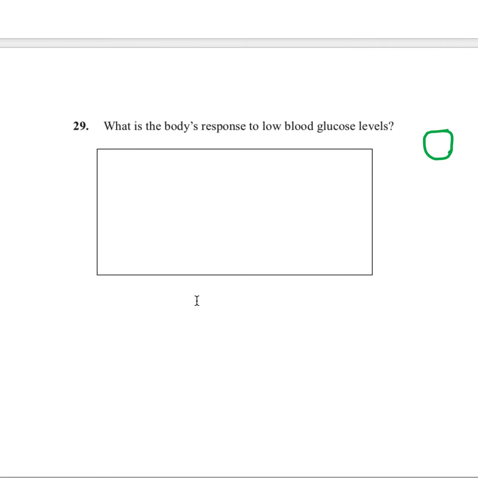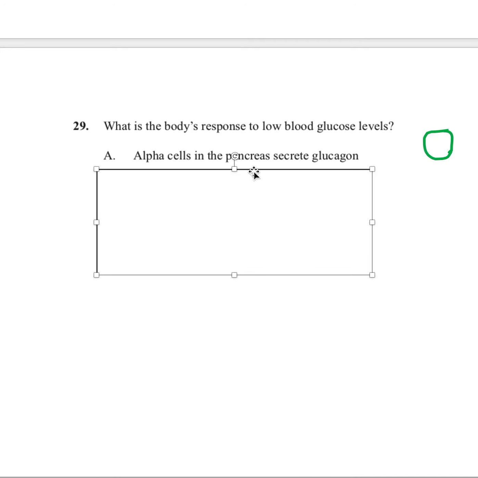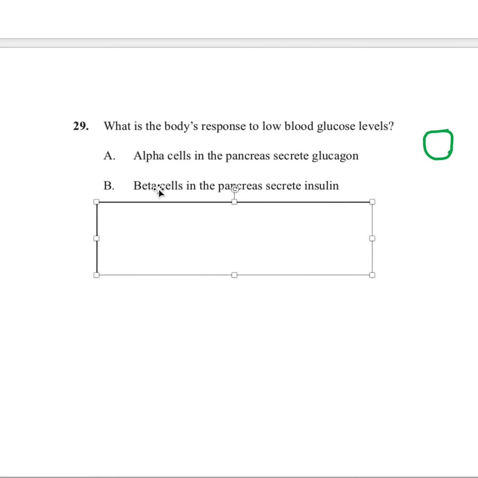One last question here. What is the body's response to low blood glucose levels? Alpha cells in the pancreas. So low blood glucose levels, you want to bring it above, so alpha cells need to release glucagon. So alpha cells in the pancreas secrete glucagon. See, that's very easy, and we know that's correct, but we'll check the other ones just in case you get confused. So beta cells in the pancreas secrete insulin. This is correct, but this is to bring it down if it's too high. They're asking if it's too low, how do you bring it up?